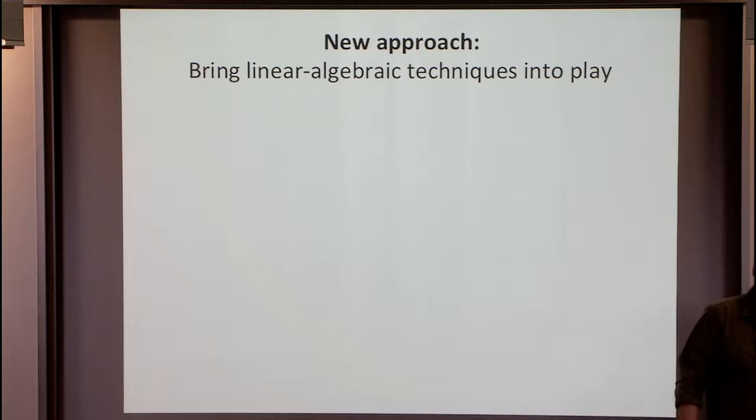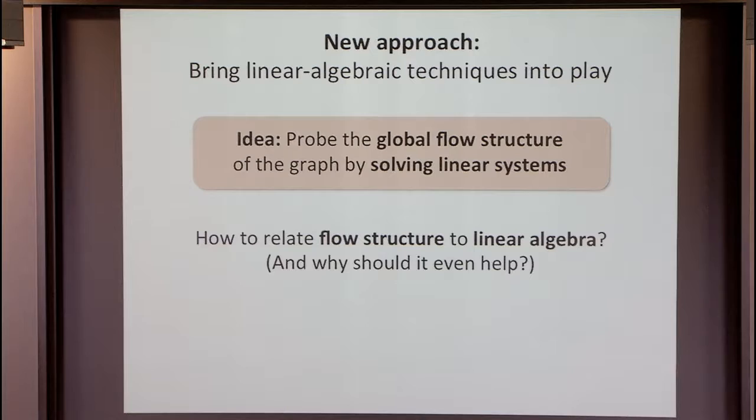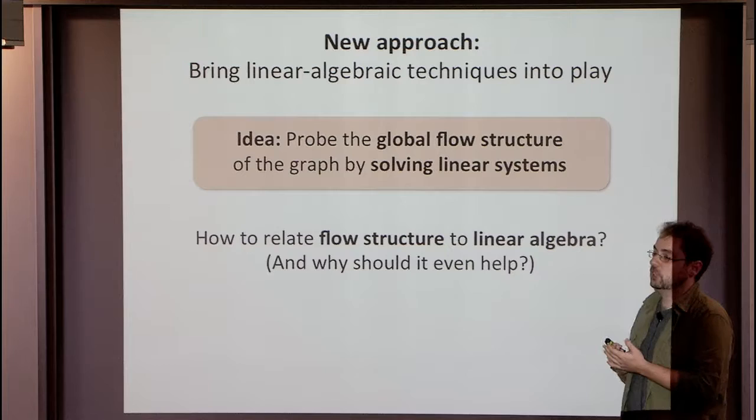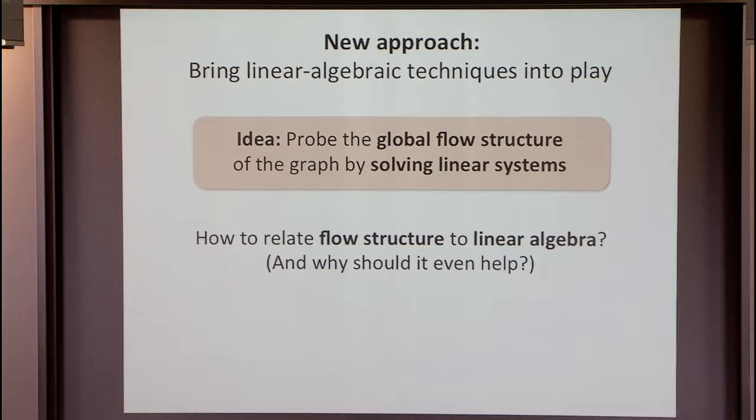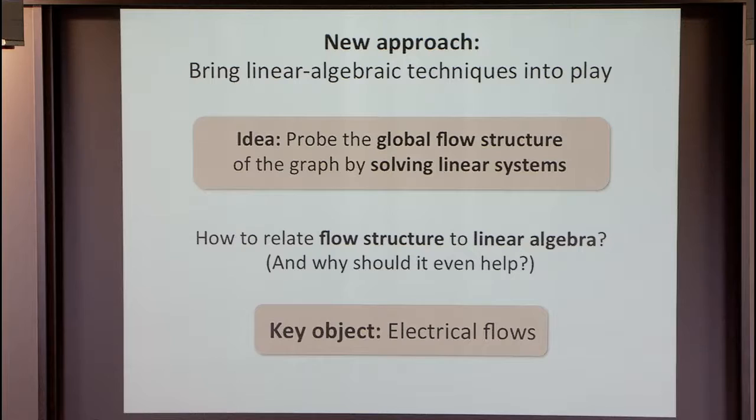Okay? So what we want to do is probe the global flow structure of the graph by solving linear systems. The obvious question here, even though probably it's not so striking or puzzling now that you have seen Johnstone and other folks, is how to relate something as combinatorial as the flow structure to something as linear algebraic as solving a linear system. And more importantly, why on earth would you want to do that? Why would this even be a good thing to do? Of course, there is a good answer to that, and this answer corresponds to the notion of algebraic flow. This is the key notion that spans these two, combinatorial and linear algebraic flows, together here.